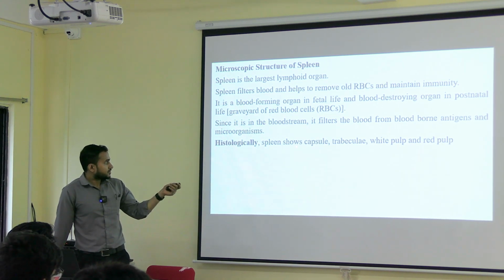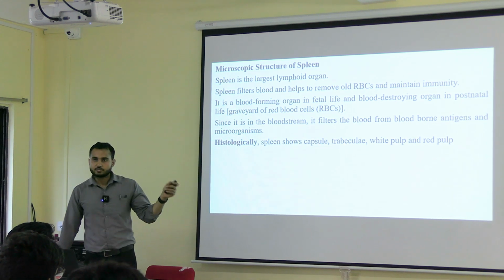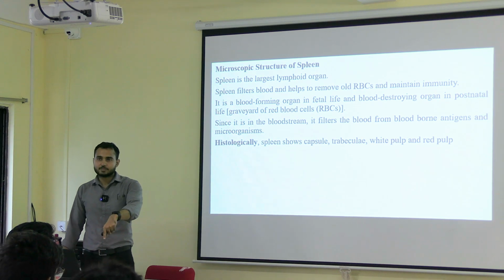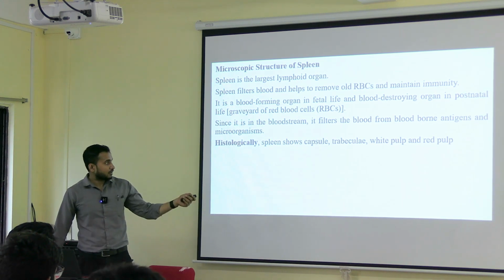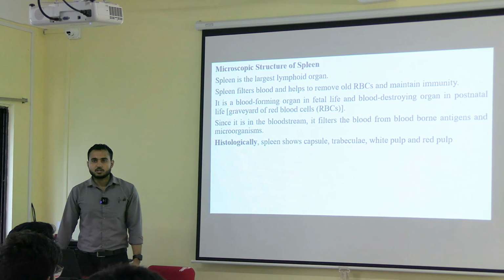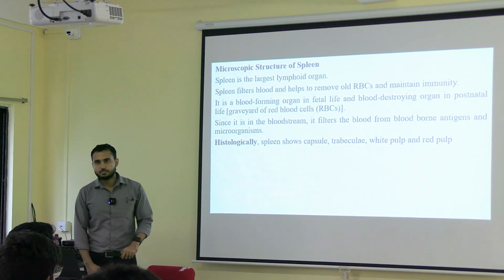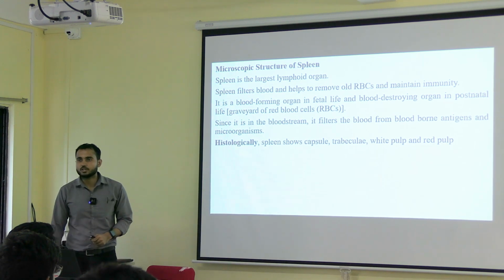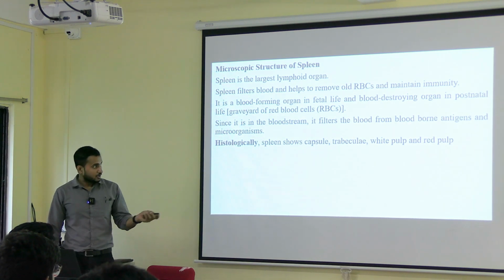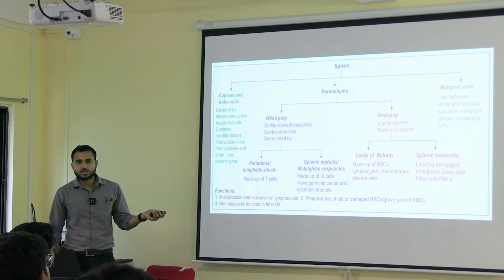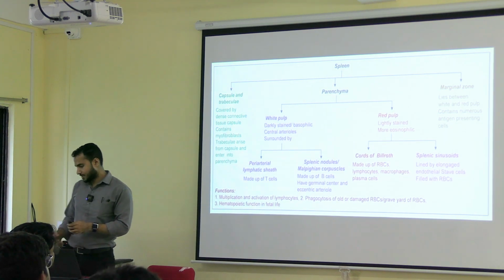Next, histologically, first of all you will see a capsule, then trabeculae. From the capsule, trabeculae go into the substance of the spleen, and then there are white pulp and red pulp. So the parenchyma of the spleen is mainly made up of red pulp and white pulp. These are the things we are going to see under the microscope. So this is the microscopic structure of the spleen, and you have to understand the structure.